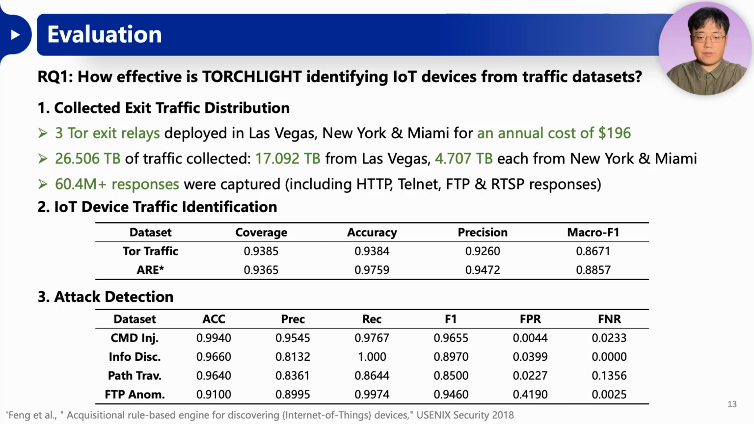Now is evaluation. First, how effective is TORCHLIGHT? Over 12 months, we deployed 3 exit routers in Las Vegas, New York, and Miami for just under $200 and collected over 26 terabytes of traffic. For the ARM-based IoT traffic analyzer, our IoT device traffic detection achieved over 93% accuracy, and attack detection results are also very good, with command injection detection, for example, reaching 99% accuracy.